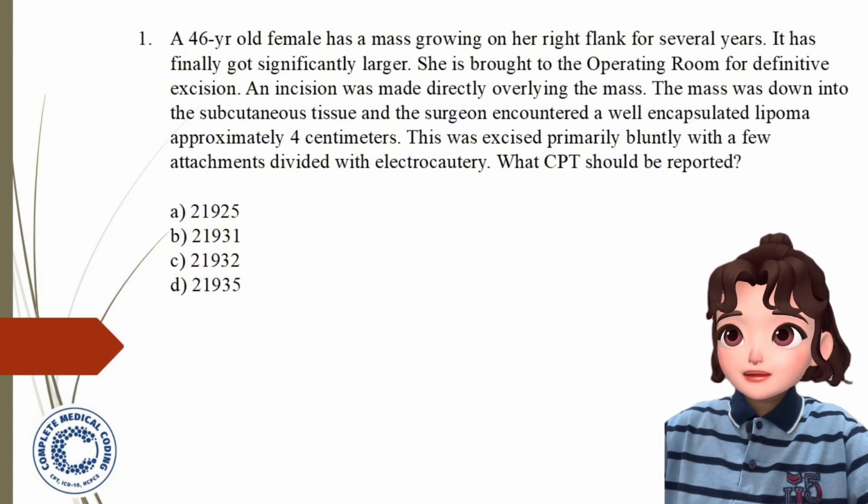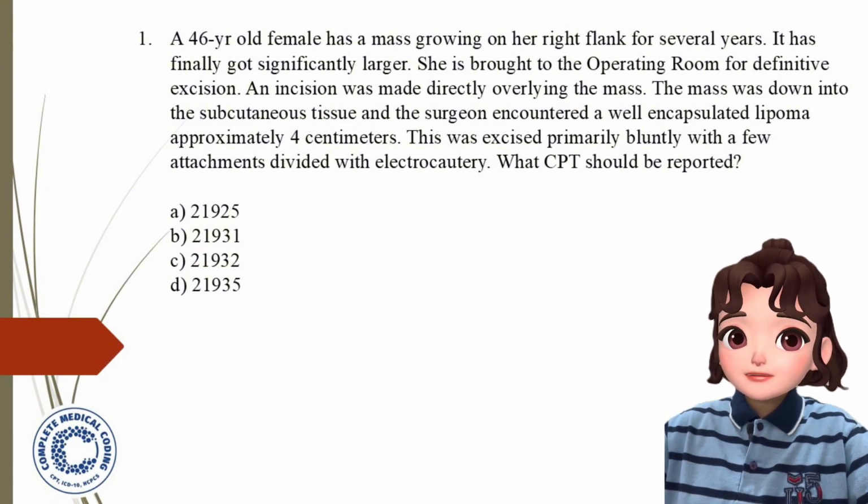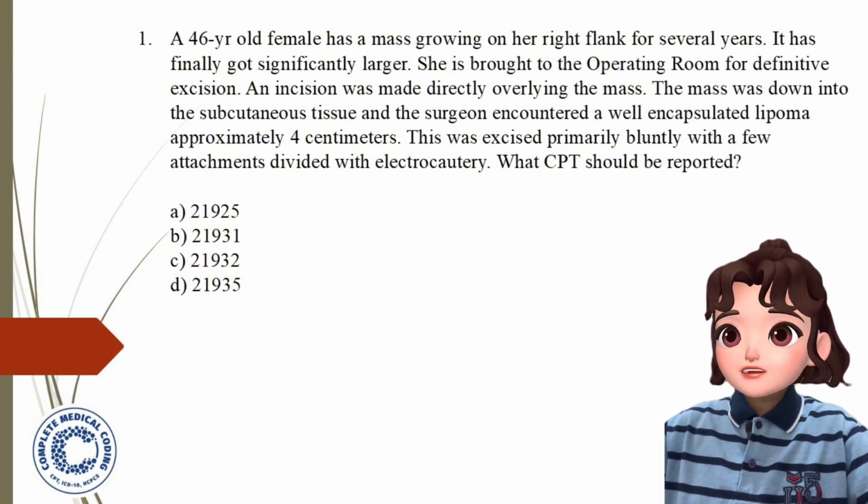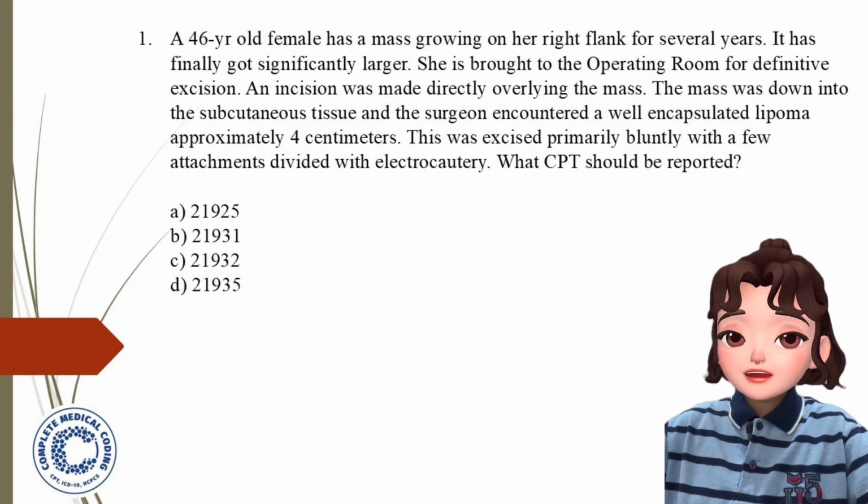What is 21925? Go to 21925 in the CPT code book. 21925 is biopsy, soft tissue of back or flank, deep. This is not a biopsy, but an excision. So biopsy is not the answer. What is 21931, 932, 935?